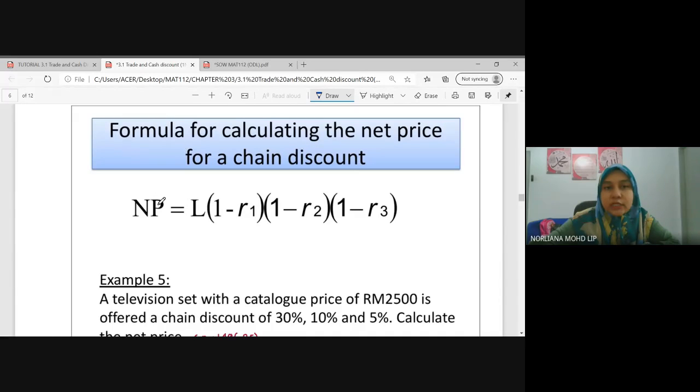The net price equals LP, where LP is the list price, multiplied by 1 minus R1. R1 is the first percent of trade discount. Times 1 minus the second percentage of trade discount, and then times 1 minus the third percentage of trade discount.